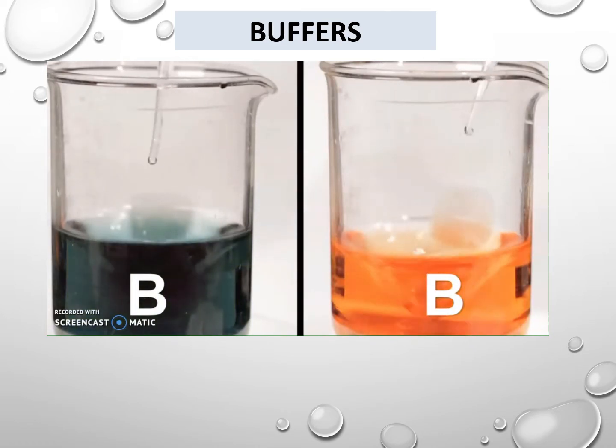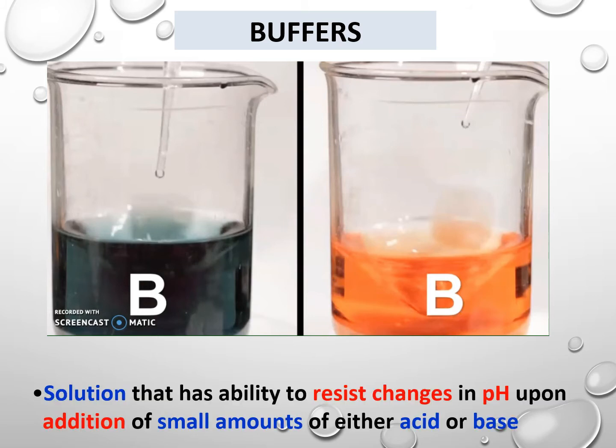Now, how is solution B able to resist changes to its pH when strong acid or strong bases are added? In this lesson, we will learn about it, which explains the nature of buffers. Buffer solution is a solution that has the ability to resist changes in pH upon addition of small amounts of either acid or base.